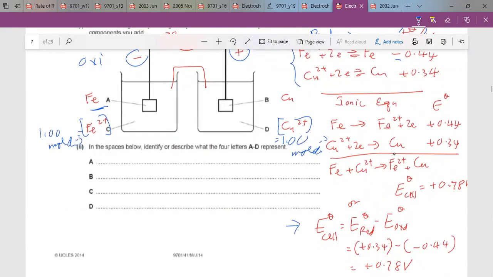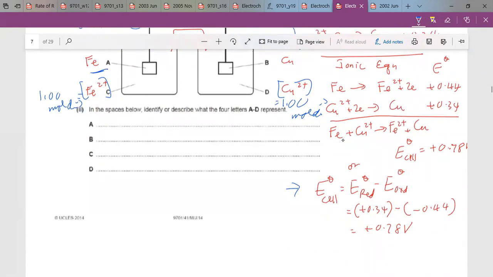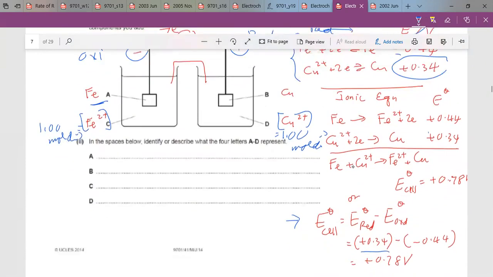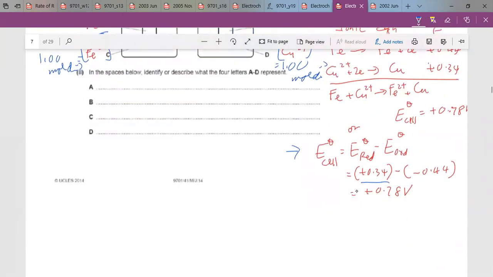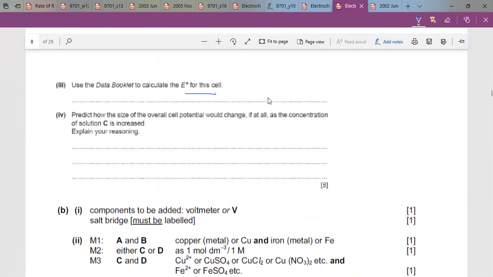Follow this method here. Who is undergoing reduction? Copper. You quote the original: plus 0.34, minus the oxidation original, 0.44. Remove the sign and you get this one. Now this is your answer for E cell: 0.78. So you don't have to use the equation if you don't need to.